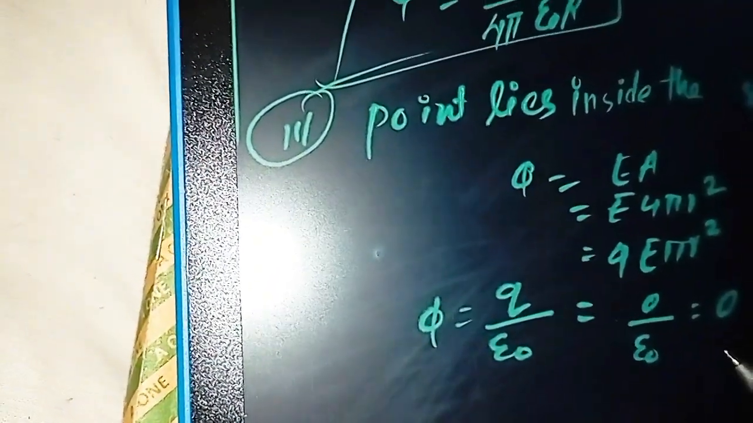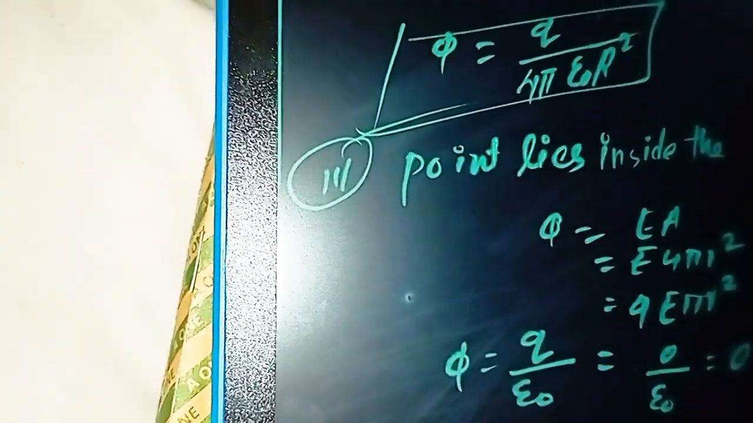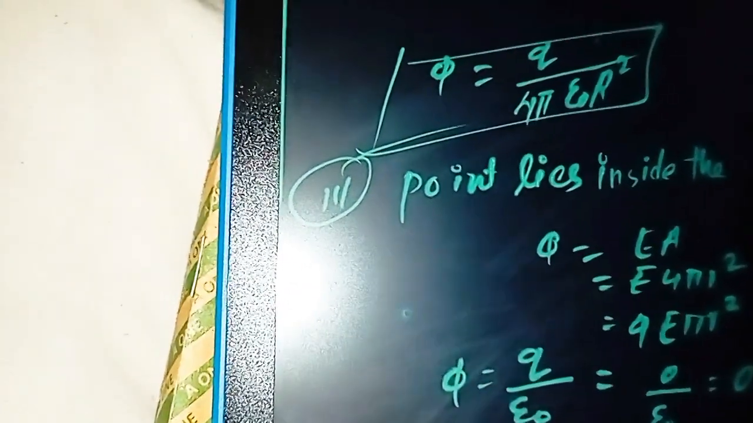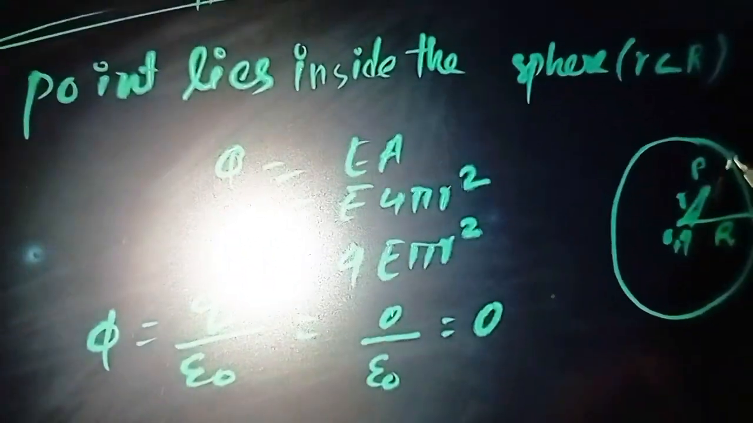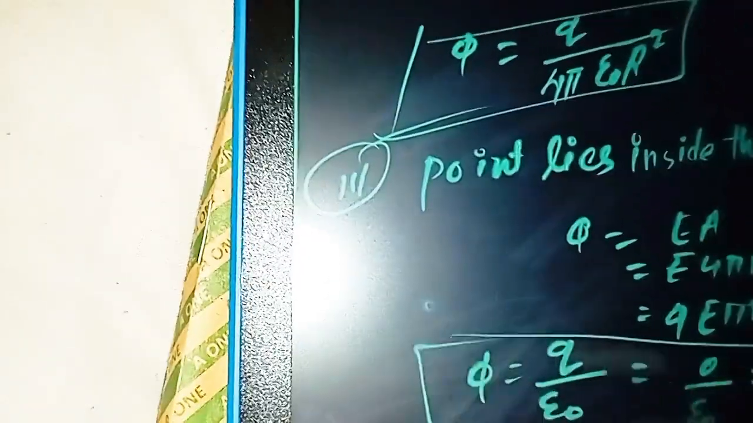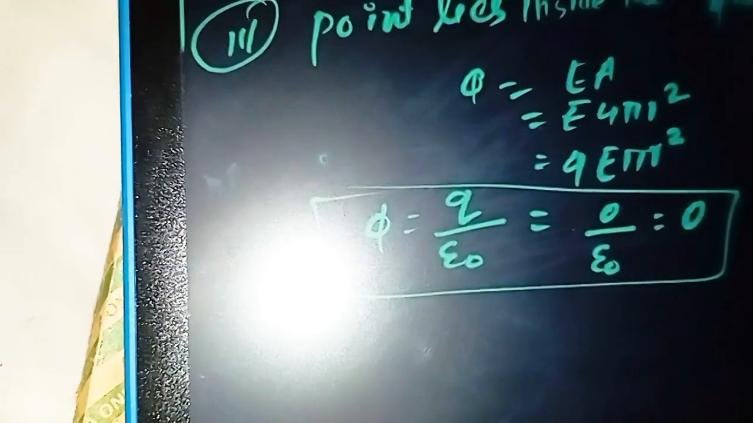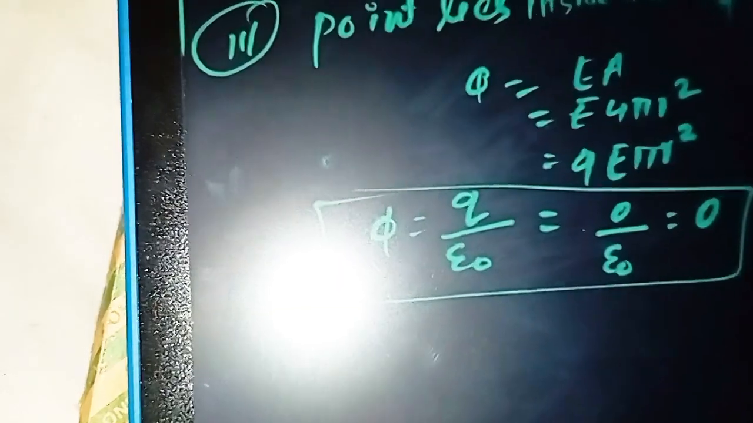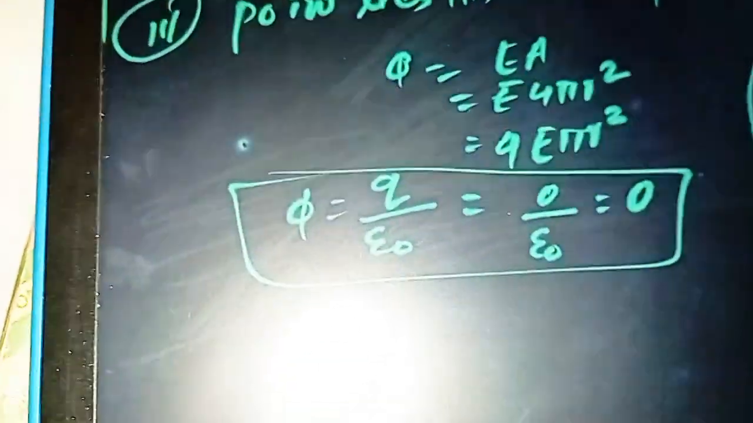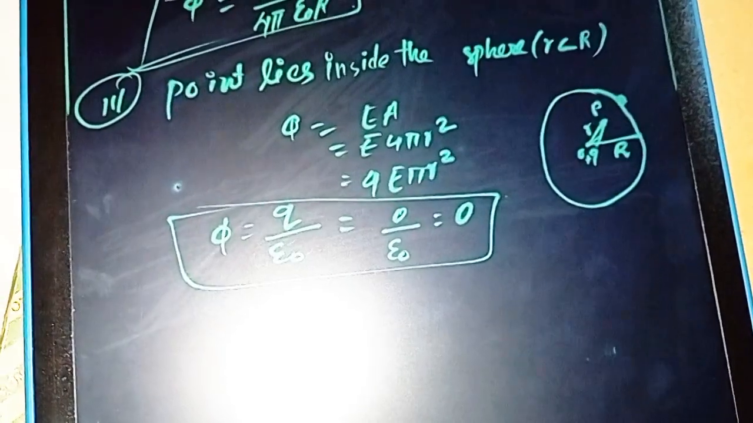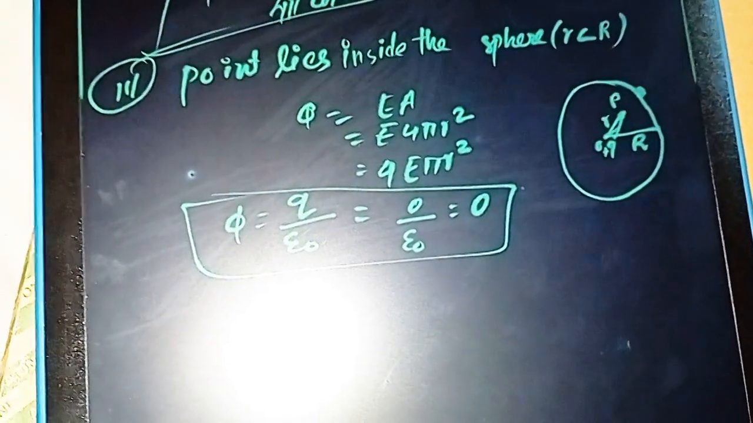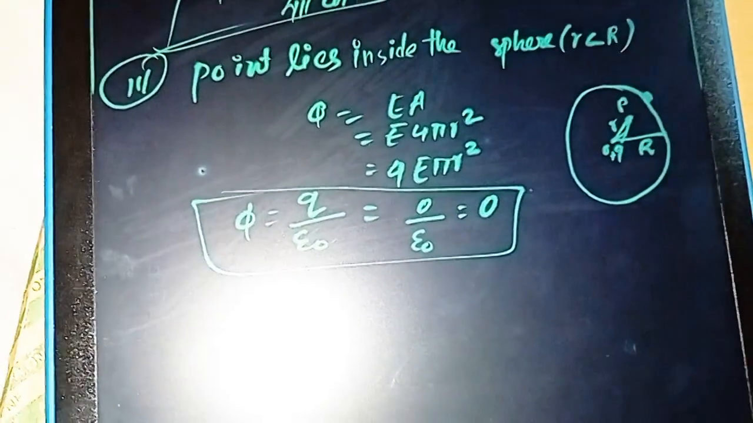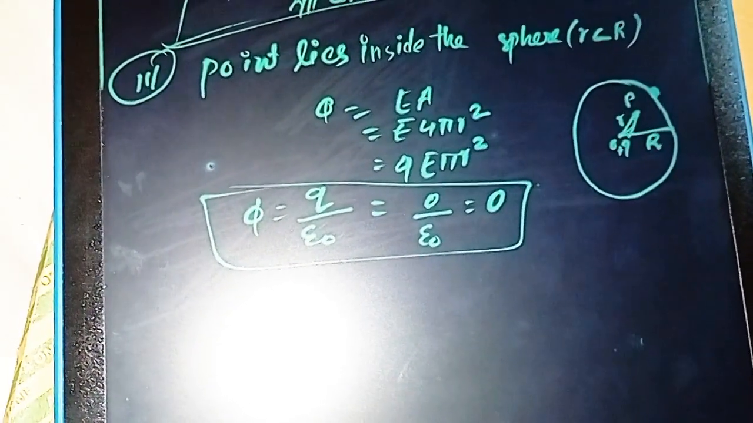Since the charge enclosed by the Gaussian surface is 0, the flux will be 0. Okay, this is the Gauss theorem. We already saw that when the charge is enclosed by the Gaussian surface, then only we can write flux is equal to Q by epsilon naught. When the charge is enclosed, then we can apply Gauss law. But since the charge enclosed by the Gaussian surface is 0, we cannot apply it here.